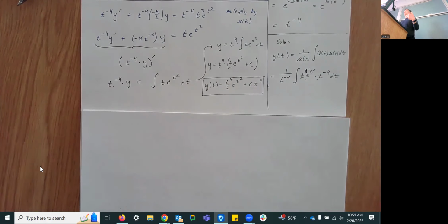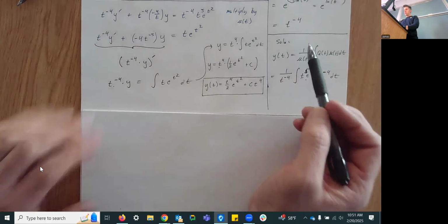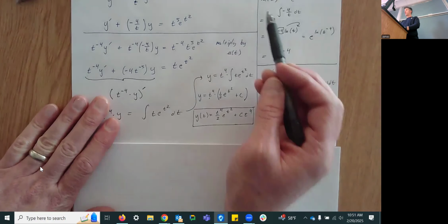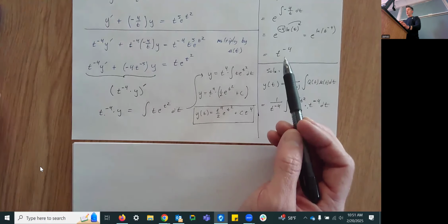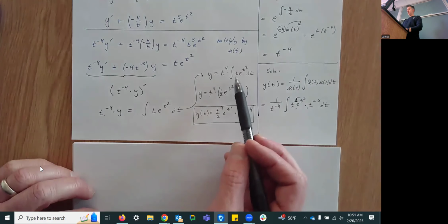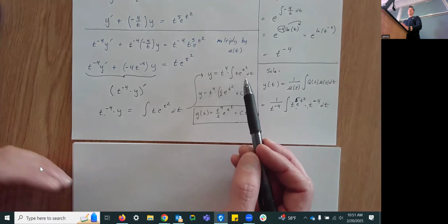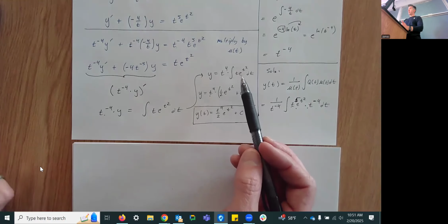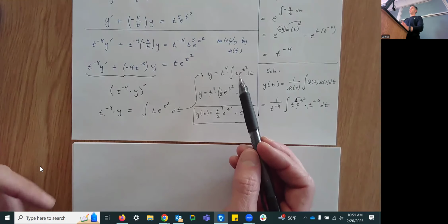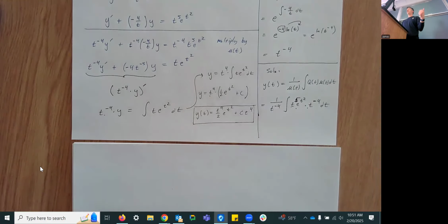I should say that's the whole deal, except that sometimes your mu of t is not as nice as this. This is a pretty nice mu of t in this example. And sometimes your integral of mu of t times q of t is also more involved. It might be integration by parts, it might be substitution, it could be partial fractions, anything can really happen over there. Usually it's not too terrible, but usually doesn't mean all the time.